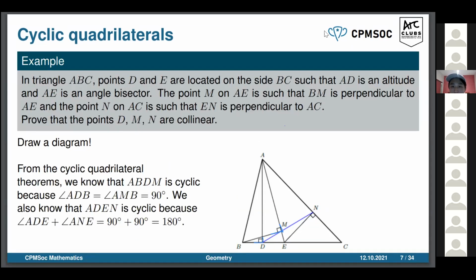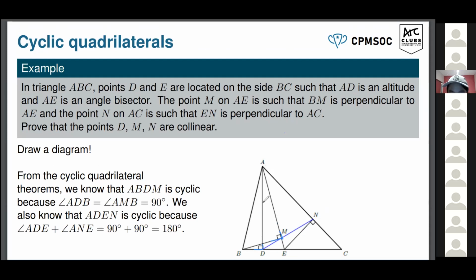I'll try to draw a circle, but it's not going to look nice. I'll just try to do it. It will look something like this, which is not nice at all. Anyway, this arc AB will subtend the same angle, which are those 90 degrees here.